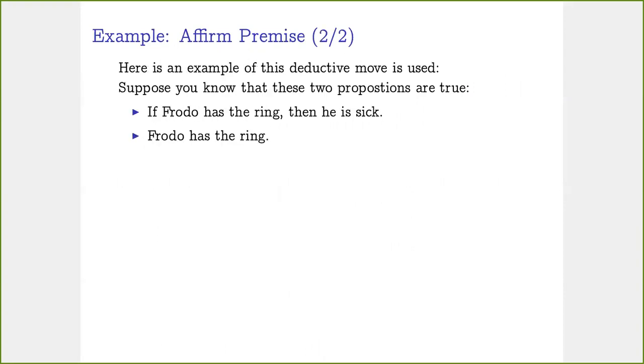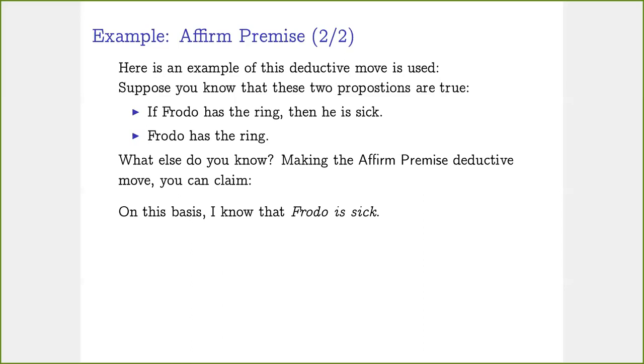Okay, here's an example of how this deductive pattern or move is used. Suppose that you know the following two things. If Frodo has the ring, then he is sick, and Frodo has the ring. What else do you know? Making the affirmed premise deductive move, you can claim, on this basis, I know that Frodo is sick.